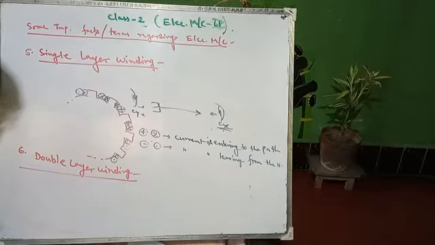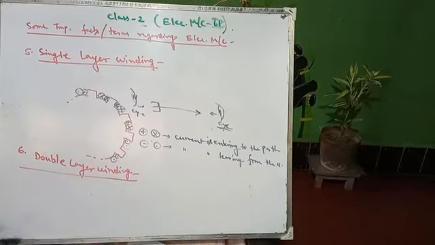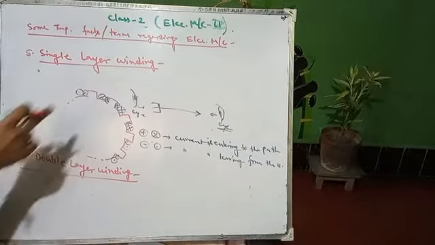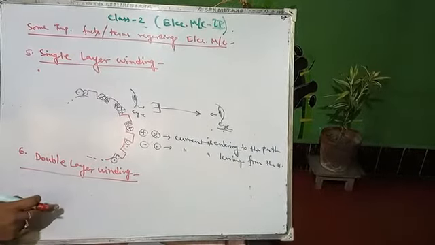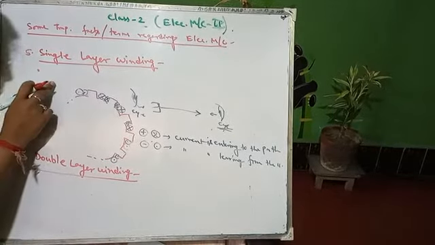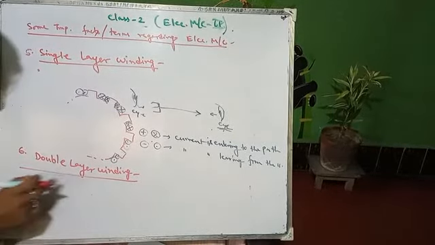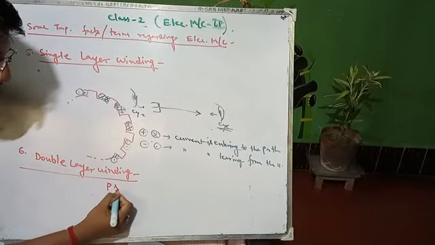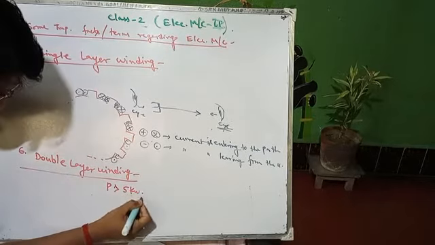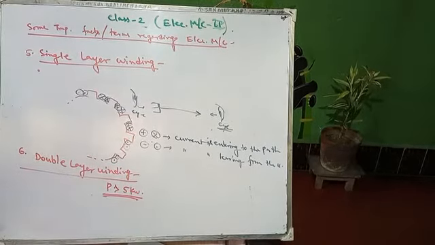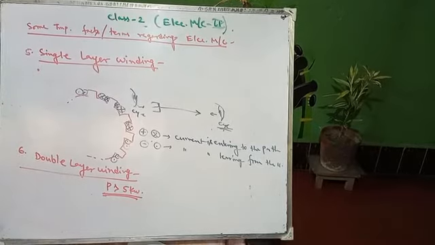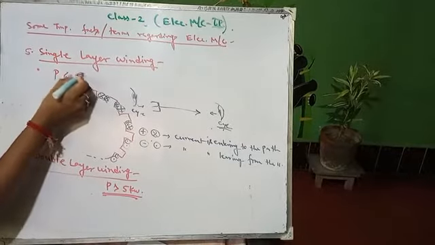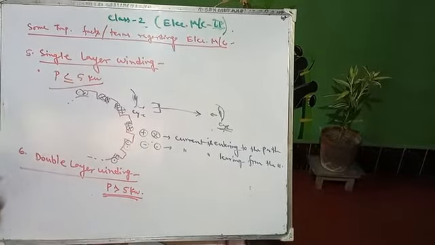Actually, one of the important facts about double layer winding is that single layer winding is used for low rated machines and double layer winding is used for high rated machines. Generally, when the power rating is above 5 kilowatt, double layer winding is used, and when the power rating is less than or equal to 5 kilowatt, single layer winding is used.